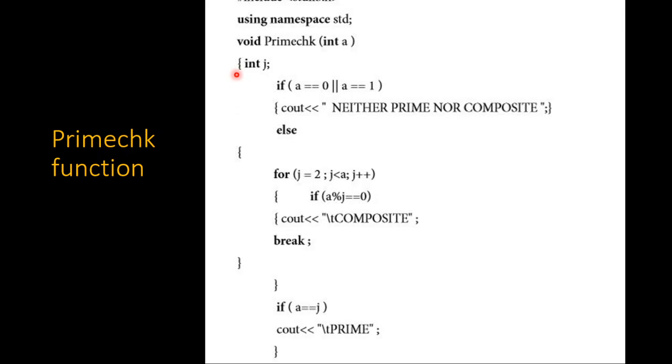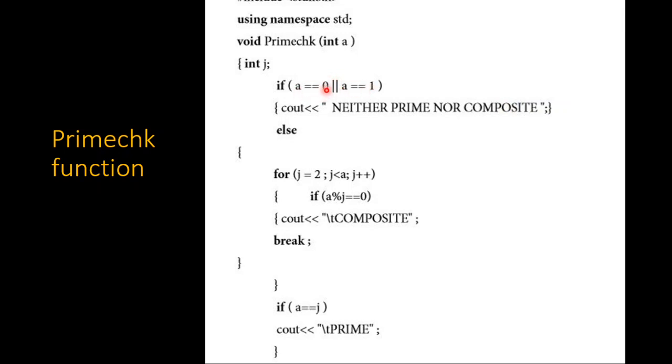Now we are going to use one variable called integer j. Int j. J is one variable we are going to use in this function. Now here, first we are checking for initially 0 and 1. We declare 0 and 1 are neither prime nor composite. We just leave it. So first we check whether the number is 0 or 1.